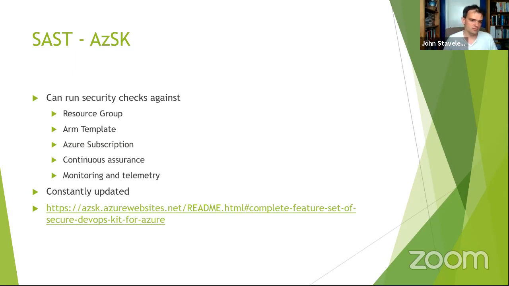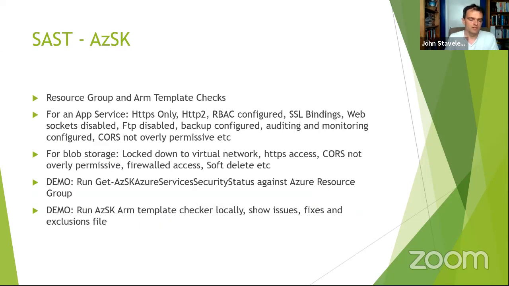It also has security runbooks that provide continuous assurance of your security profile. So this looks for odd changes, for instance, and has a lot of security telemetry. It's constantly updated, so when you run it, there'll be this big pause as it downloads the latest rules, and there's a link to it. Right, so we're going to be looking at the first two to check the resource group and ARM template checks.